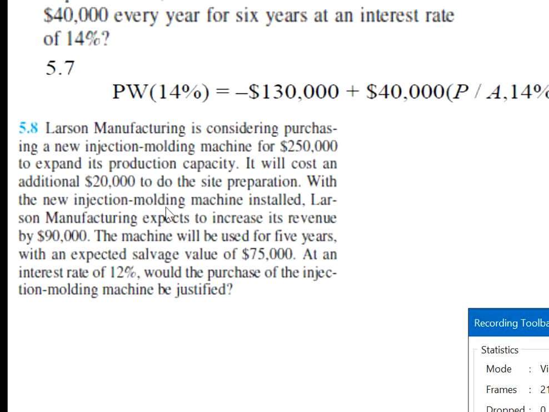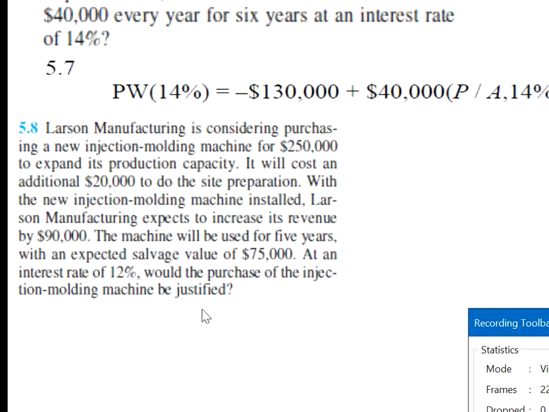With the new injection molding machine installed, Larsen Manufacturing expect to increase its revenues by 90,000. Now this increase in revenue, this is a benefit which will come every year. What are the costs or outflows? Are this one, year 0 minus 250,000 and minus 20,000 for site preparation against this benefits. And the machine will be used for 5 years with an expected salvage value of 75,000. At an interest rate of 12%, would the purchase of injection molding machine be justified?